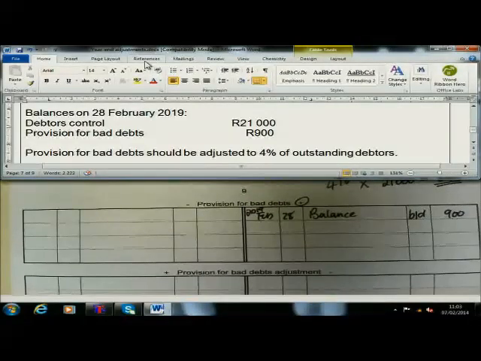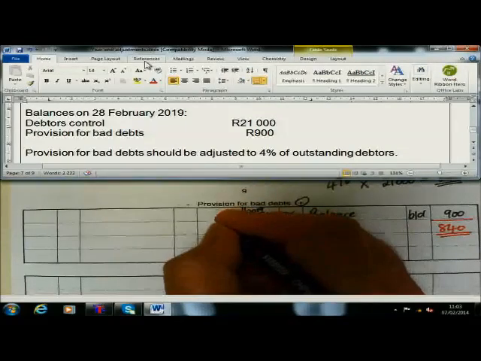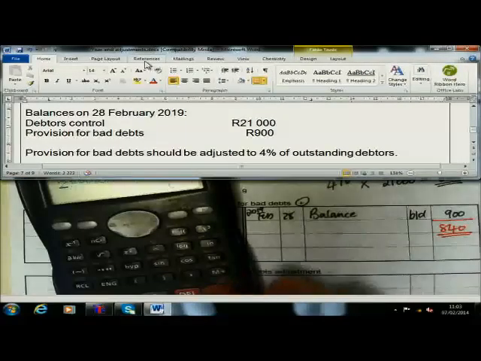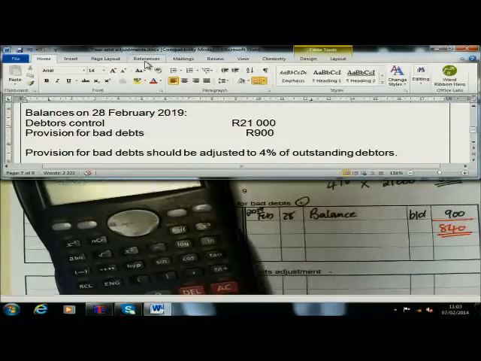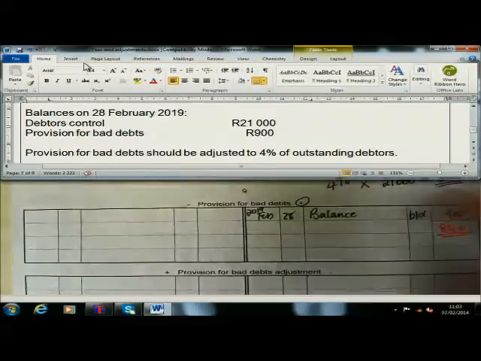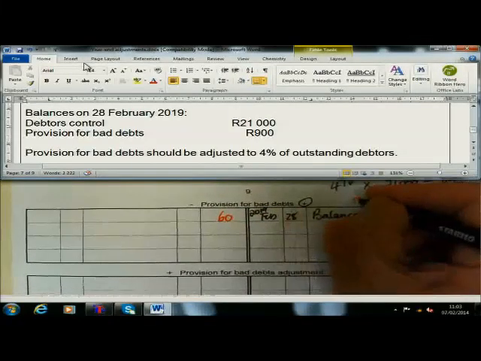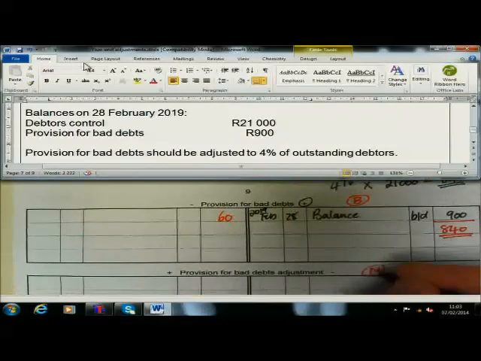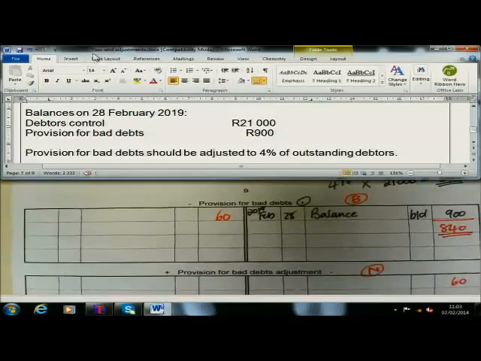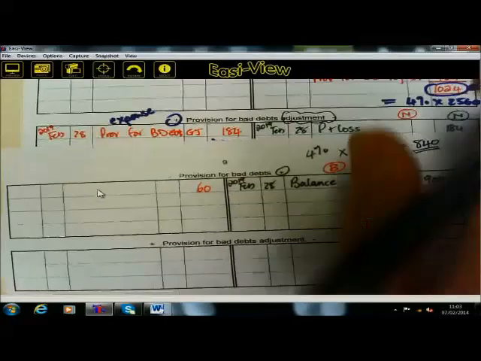Can you put something on the credit side so that that 900 rand can become 840? No. You must put the difference. 900 minus 840. You must put that 60 rand on the debit side. And if you put it on the debit side of the B account, then we are going to put it on the credit side of the nominal account.